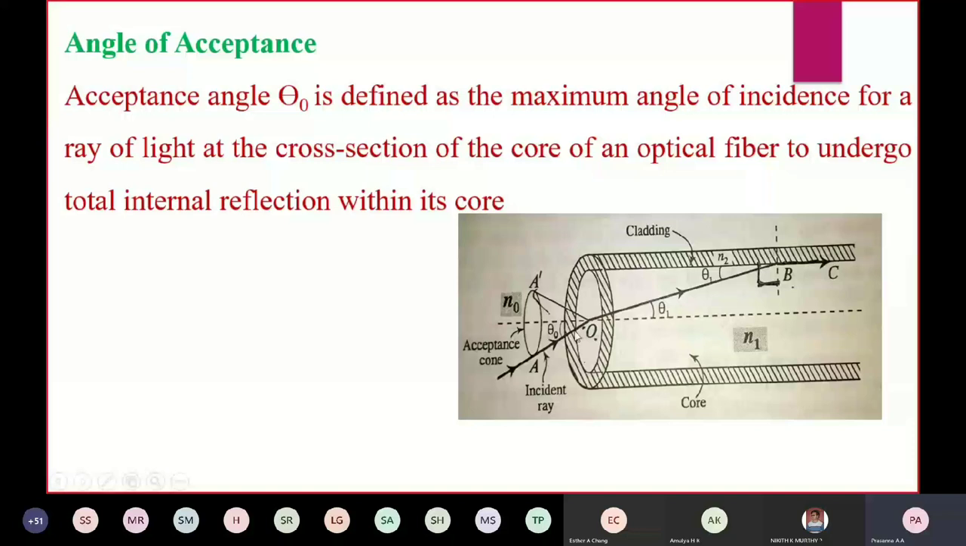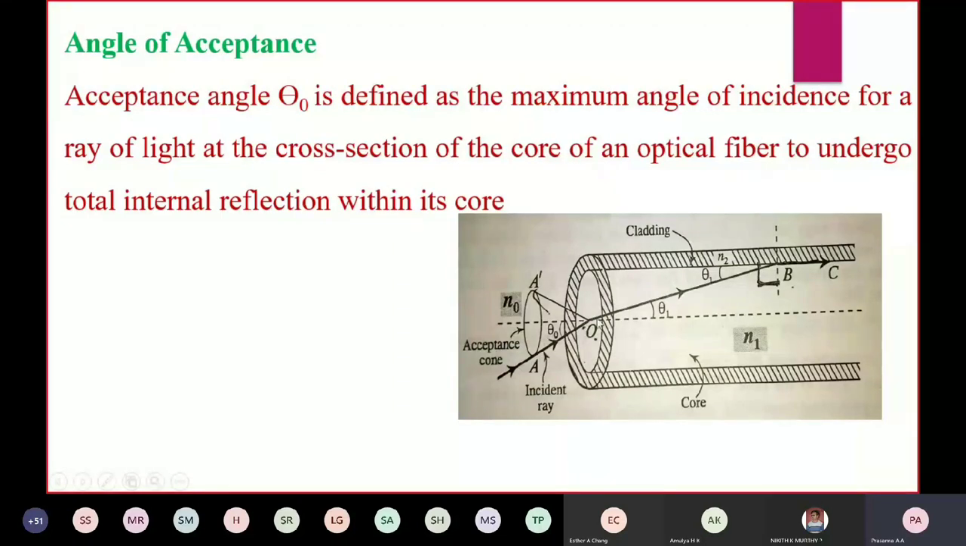If a light ray enters this core at an angle equal to theta naught, only then can it fall at the core-clad interface at an angle equal to the critical angle of incidence. That is actually called the acceptance angle. If a light ray enters at an angle higher than this angle, then that light ray will simply be refracted into the cladding, so it will not be available for total internal reflection.